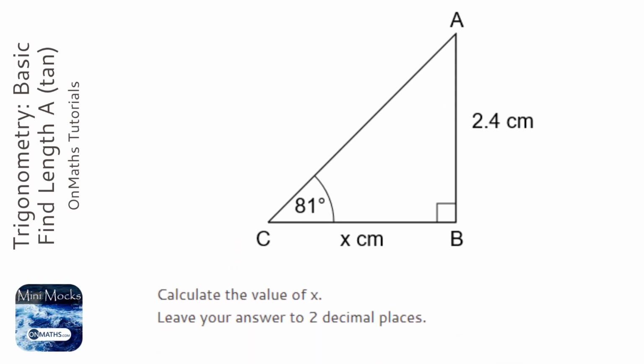Okay, so in this question we're given a right angle triangle and we've got two lengths and an angle. Now whenever we have that, with one of those being unknown, it's going to need trigonometry. So the first step of trigonometry is to mark the lengths.